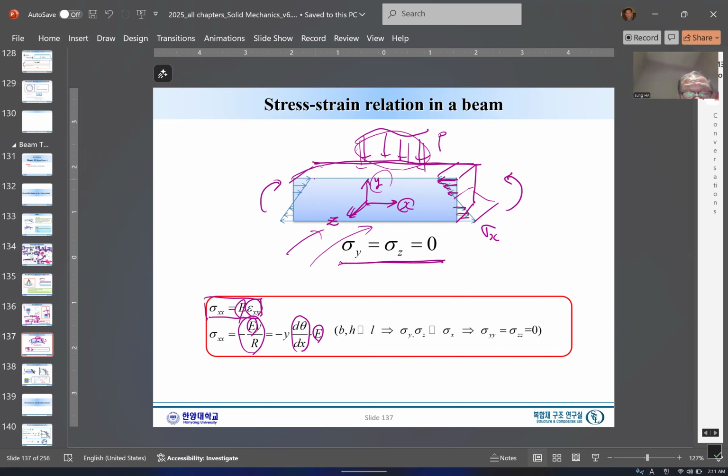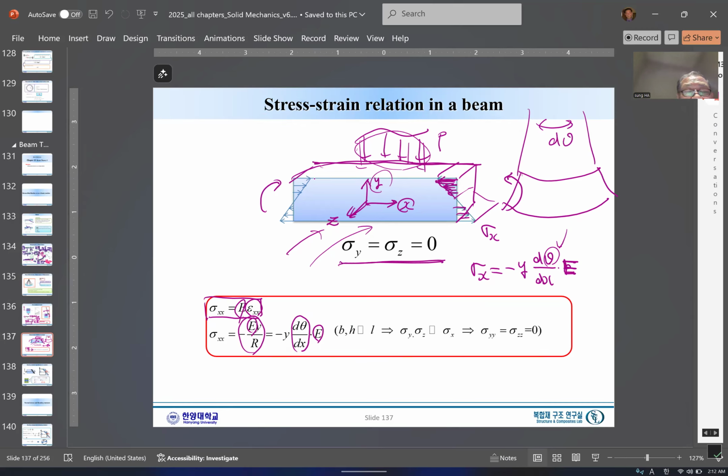Okay, so basically, this is a stress. I'm going to rewrite here. This is the stress, minus y. As you can see, it is proportional to the y coordinate, and then d theta over dx, the curvature. I'm sorry, this is the Young's modulus. Okay, so what is the unknown here? The unknown is simply this theta. The beam will be curved like this. This is the d theta.